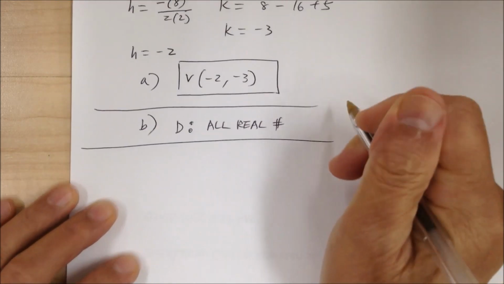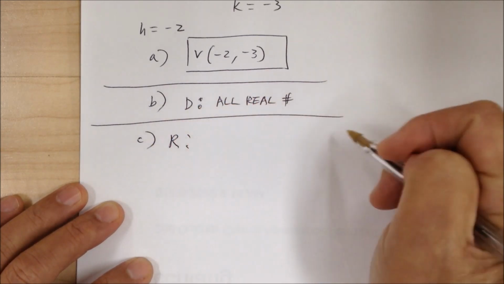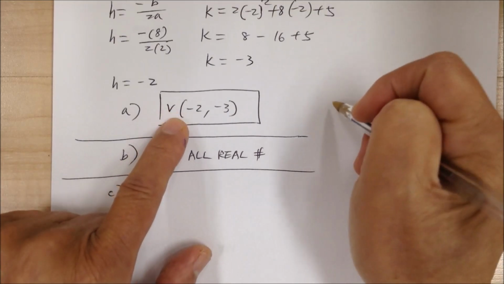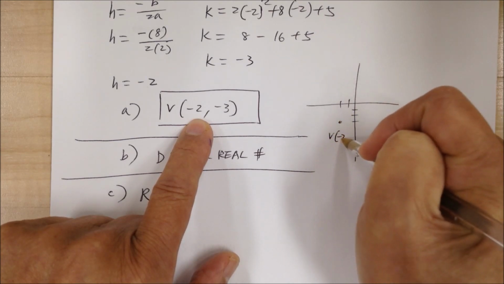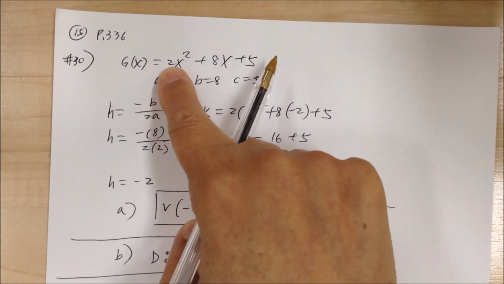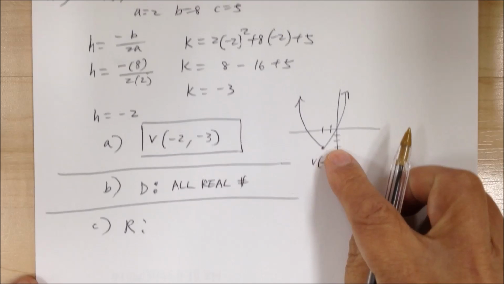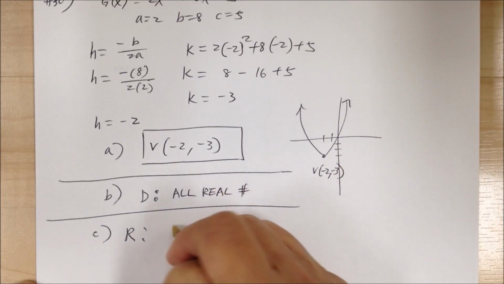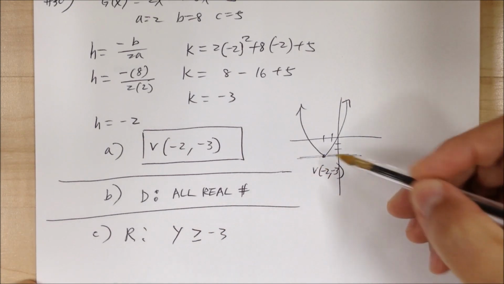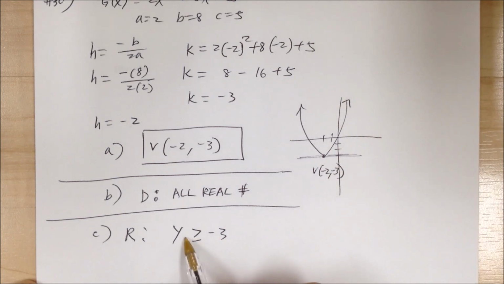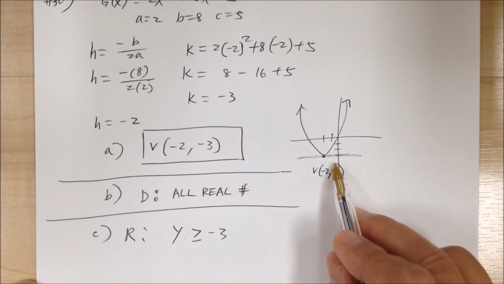Now for part C, you're looking for the range. Because the vertex is (-2, -3), if you were to sketch it out, you're going to get (-2, -3), so the vertex is over here. And because this is positive, the graph is going to go something like this. And therefore your range is the y value, so the range would be y greater than or equal to negative 3. Because see, here's your minimum value. So y is all these values up here, so that's the range. So range is the y, the domain is the x. So y would be greater than or equal to negative 3.